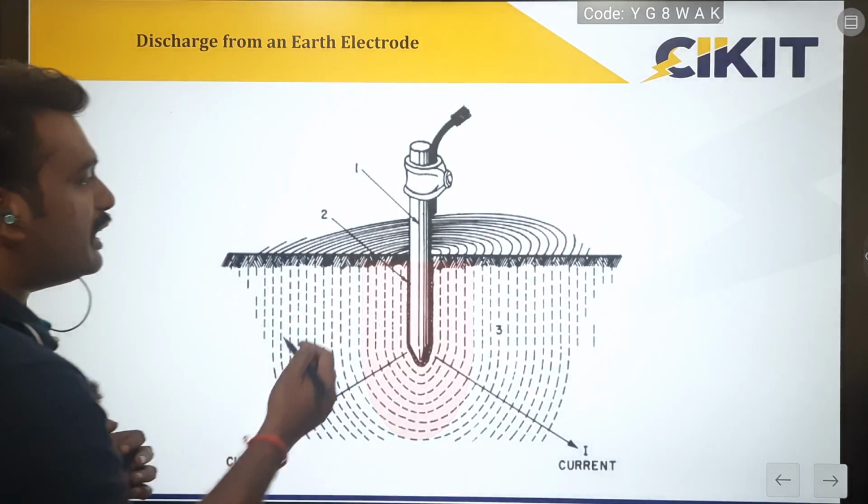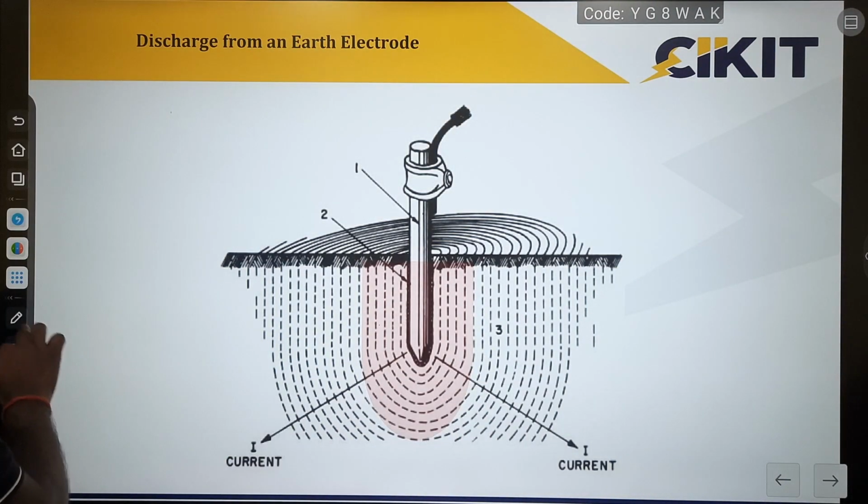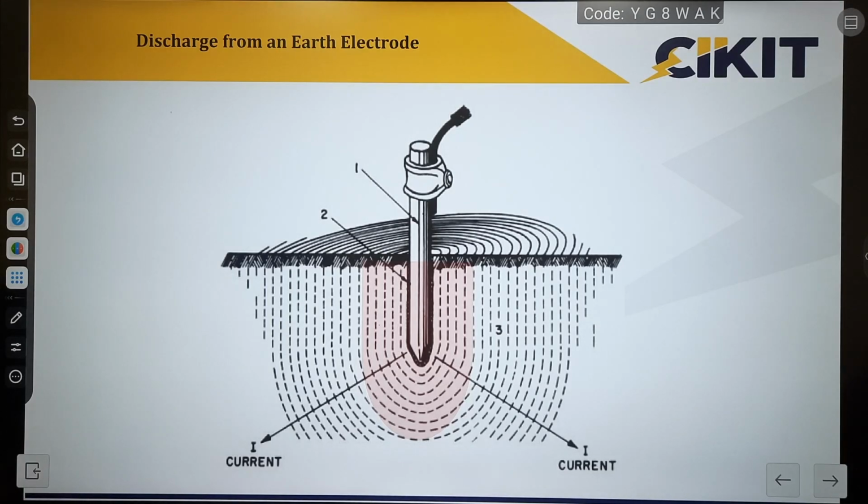And the discharge will be taking place in the form of concentric circles. So the point near to this earth electrode will be at very high potential, and the point which is far away from this earth electrode will be at very low potential.